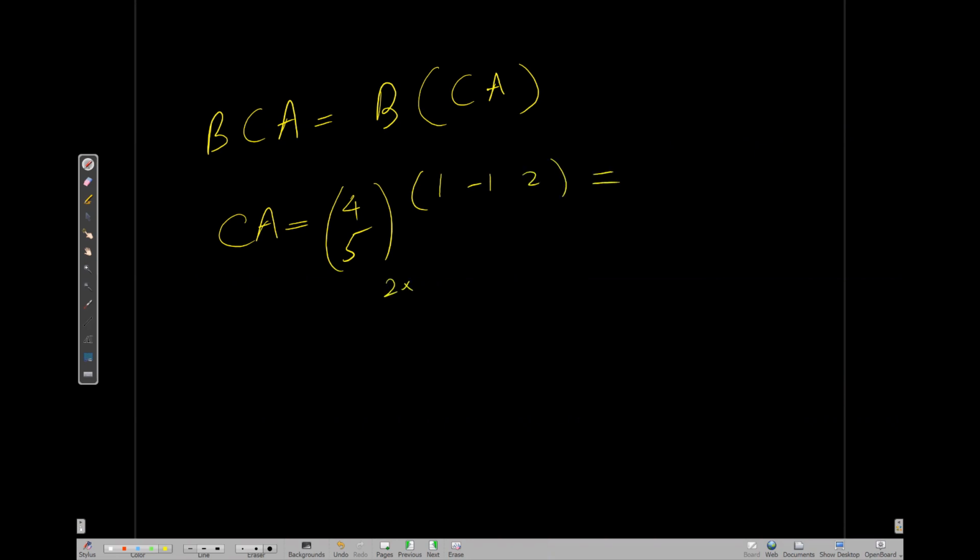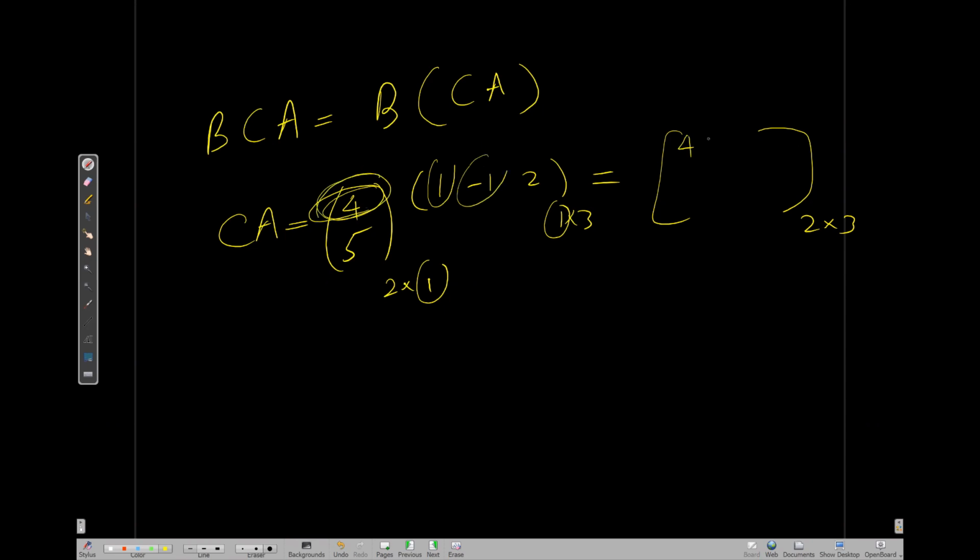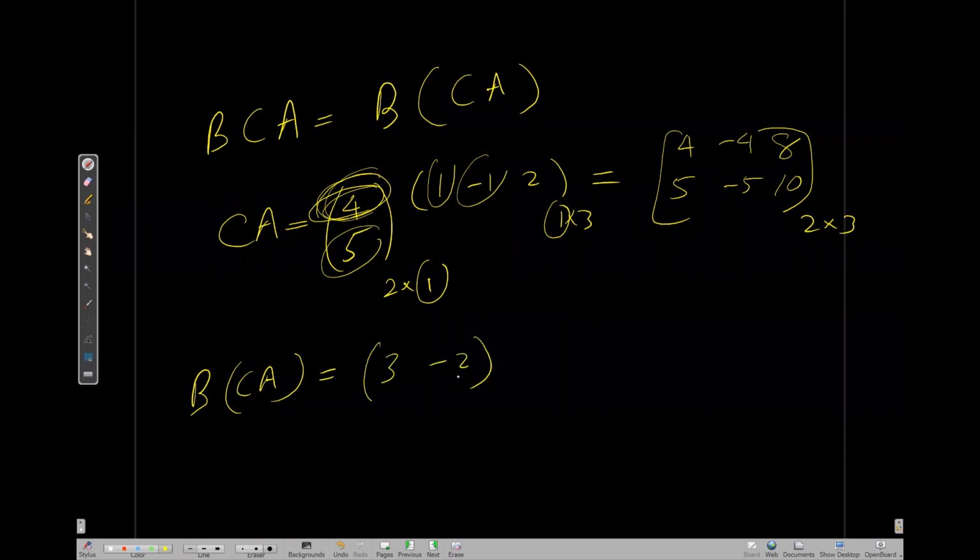So this is a 2 by 1 matrix. This is a 1 by 3 matrix. See, the numbers agree. The result would be 2 by 3. So first row, this one by this, 4, this one by this, negative 4, this one by this, 8. Now this one by this, 5, negative 5 and 10. See, 2 by 3. Now BCA. You already know CA. So first put B. B is 3, negative 2. CA is this guy, so let's put it here: 4, negative 4, 8, 5, negative 5, 10.